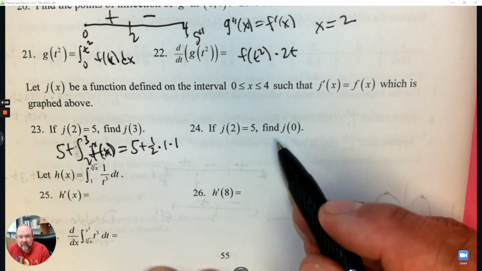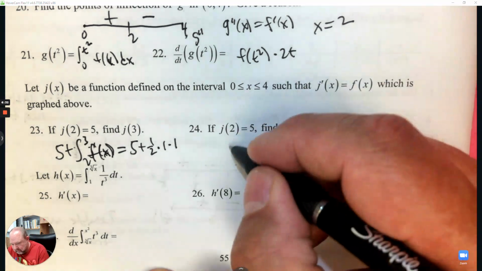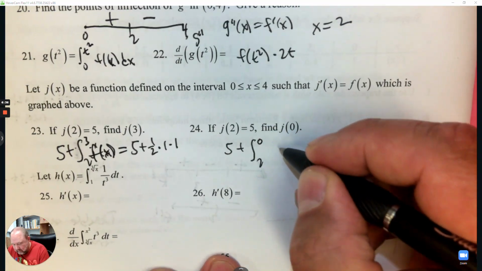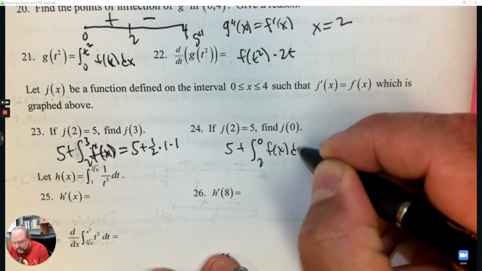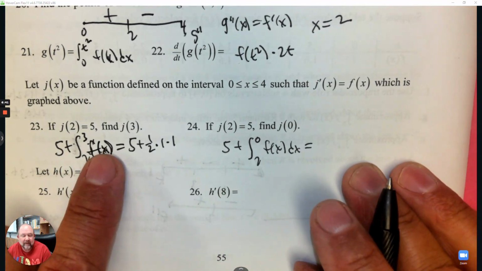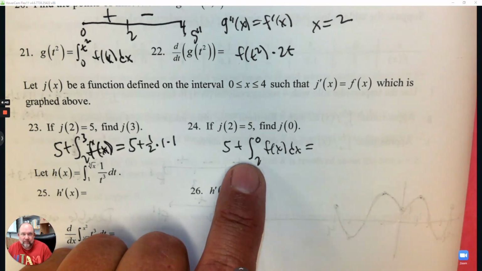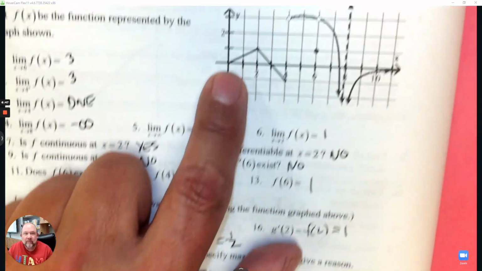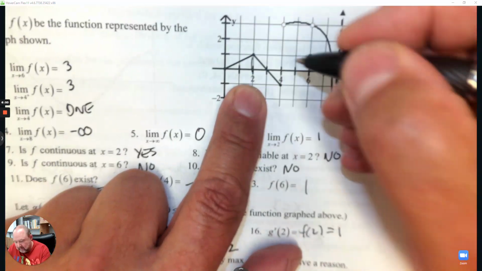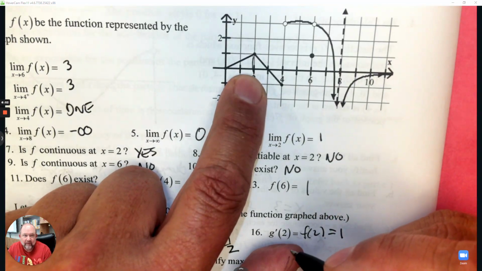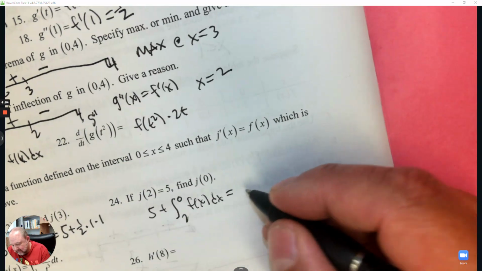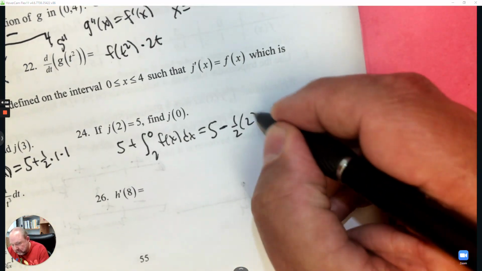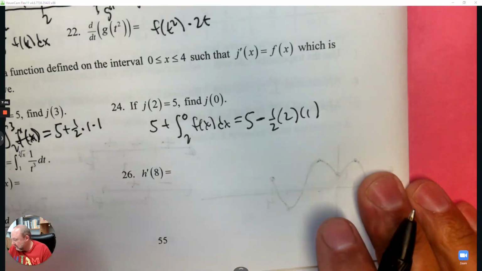If j at 2 equals 5, find j at 0. So again, we're starting at 5. We're going to integrate from 2 to 0. Now, how does that change anything? I should have put a dx at the end here, sorry. When the bottom number is bigger, it's the same area, but you just change the sign. So from 0 to 2, right, is this triangle, half the base times the height, and just change the sign to negative. So it's going to be negative because you're going to have to change the sign, and then half the base is 2, and the height is 1, and you have your answer.